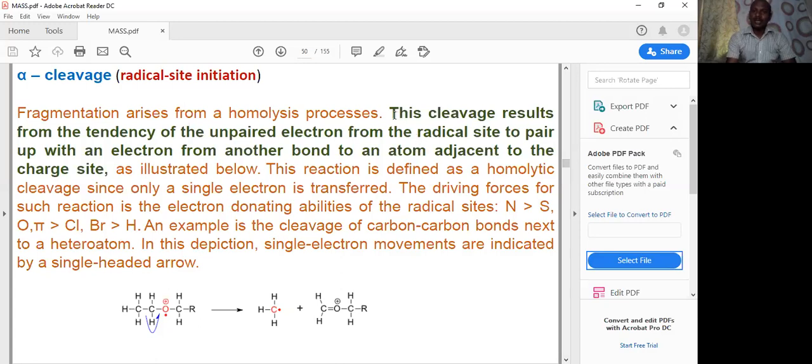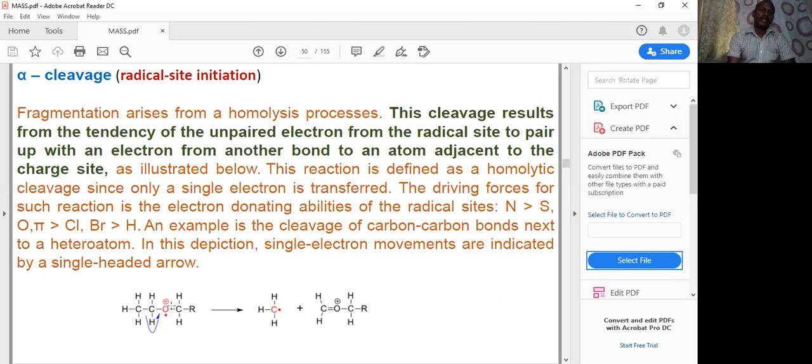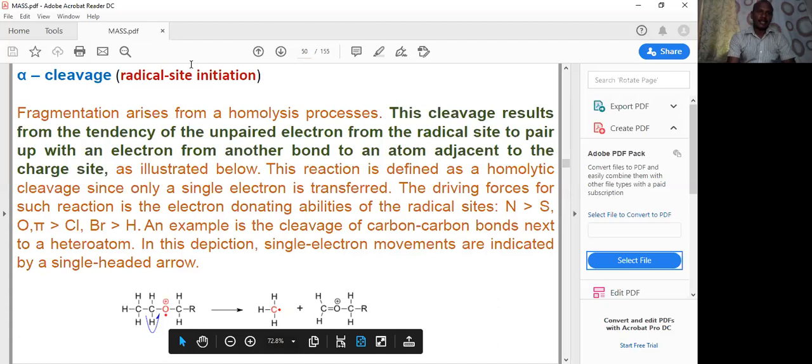so this cleavage results from the tendency of the unpaired electron at the radical site to pair up with an electron from another bond to an atom adjacent to the charge site. Here this is the charge site on oxygen. If you see the reaction below, it is a charge site, and you have an unpaired electron. This unpaired electron has the tendency to pair up with an electron adjacent to it. Are you getting my point here? So this is a radical site initiation.